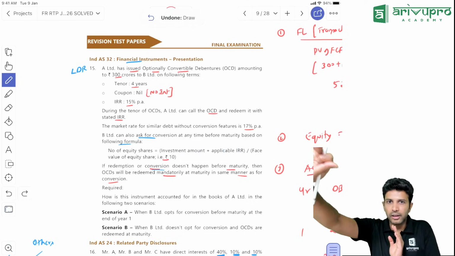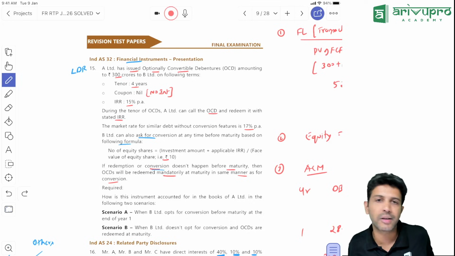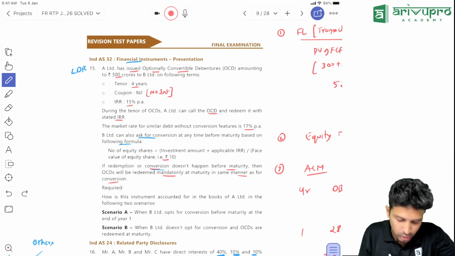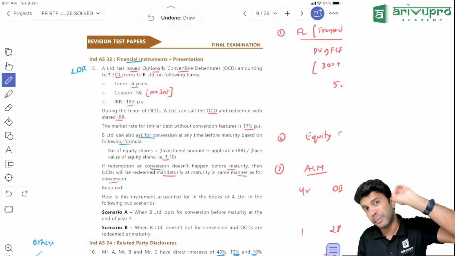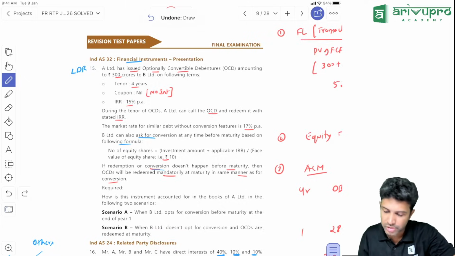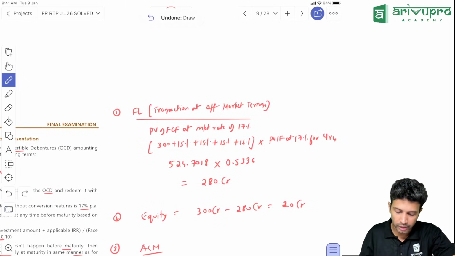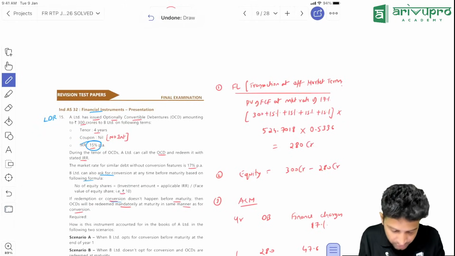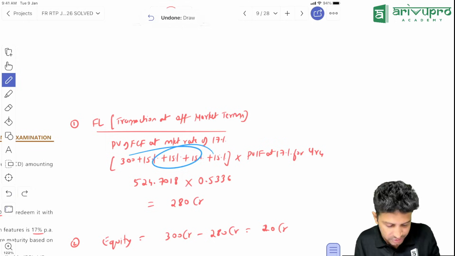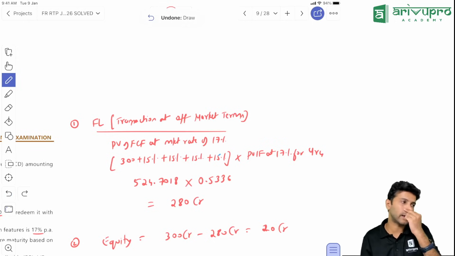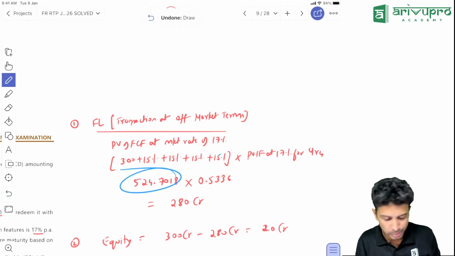Now, 4 years over, if nobody is converting, how much amount does A have to pay B? 300 crore plus IRR. IRR is 15% per annum. 4 years is over. That means you take 300 and add 15%. Oh, one minute. Okay, IRR is not 17, IRR is 15%. Add 15% 4 times. So you will get 524.7018 crores. You'll have to make a payment of this much.